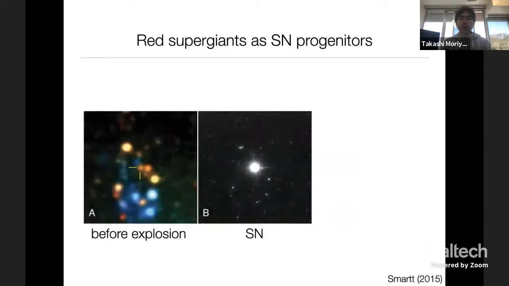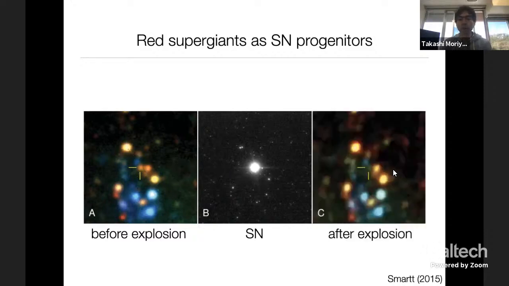And red supergiants are actually observationally confirmed to be progenitors of supernovae. So sometimes when a supernova occurs, it happens to have some images before the explosion. So we can check what kind of star was sitting at the location of the supernova. And then, of course, we can observe again after the supernova is gone, and then we can confirm this red star here actually disappeared. So this was actually the progenitor of this supernova.